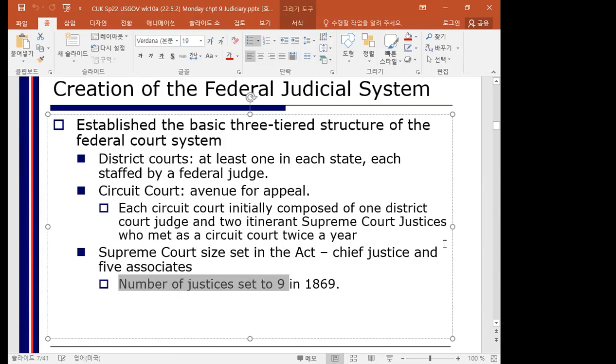Franklin Delano Roosevelt threatened to try to increase it, and then there was talk about Joe Biden proposing to increase it, but it hasn't happened, and it probably won't happen.